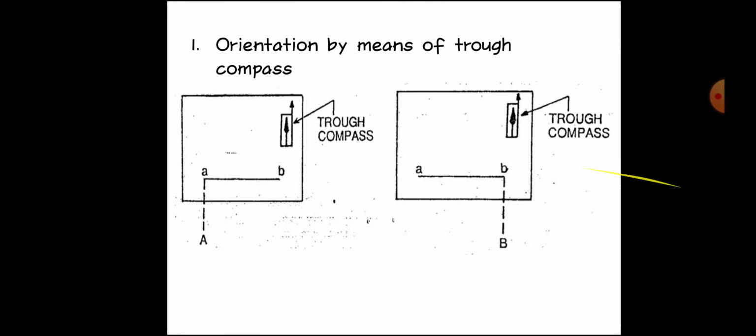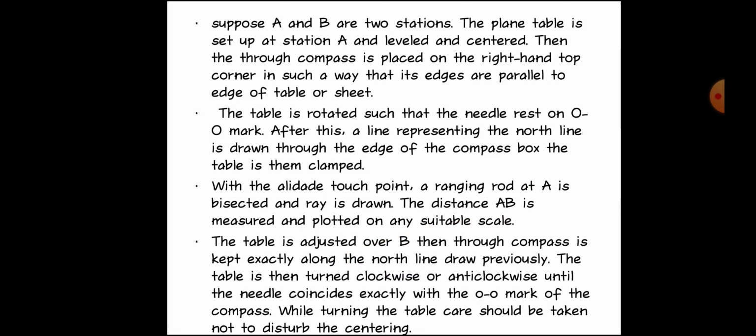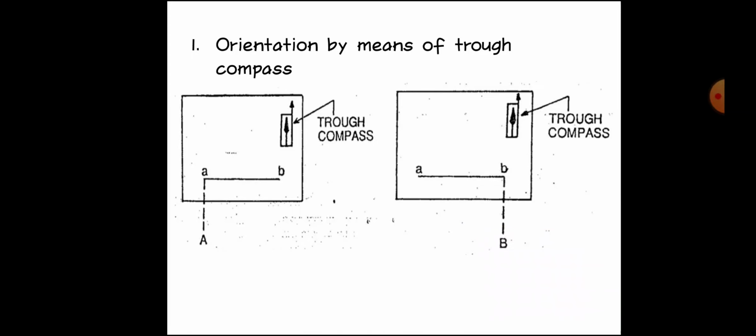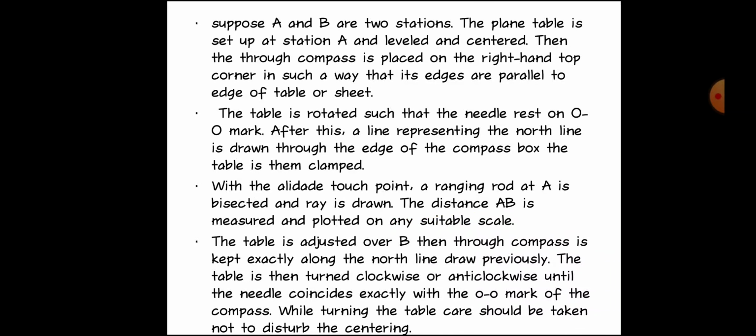Suppose A and B are two stations. The plane table is set up at station A, leveled and centered. Then the trough compass is placed on the right and top corner in such a way that its edges are parallel to the edge of the table or sheet. The table is rotated such that the needle rests on the zero-zero mark. After this, a line representing the north line is drawn along the edge of the compass box. The table is then clamped.